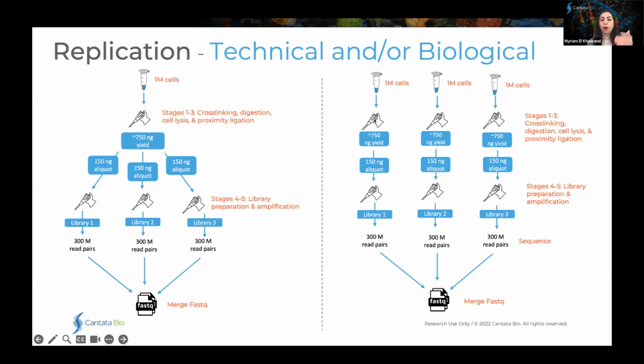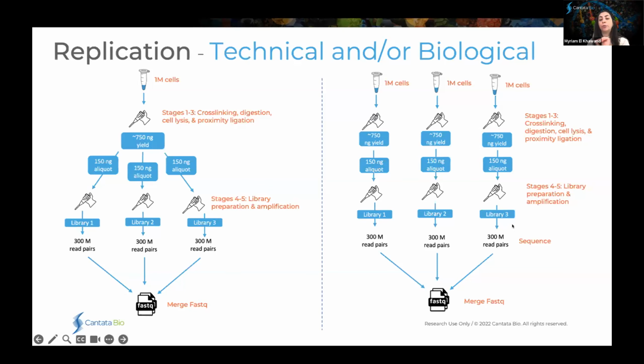You're going to process these through stage 1 to 3. So you're going to do your cross-linking, digestion, lysis, and proximity ligation reactions. You're also going to end up your proximity ligation reactions, or stage 3, with around 750 nanograms, so half of what you started with. But in this case, you're only going to take a 150 nanogram aliquot from that proximity ligated DNA for each prep.